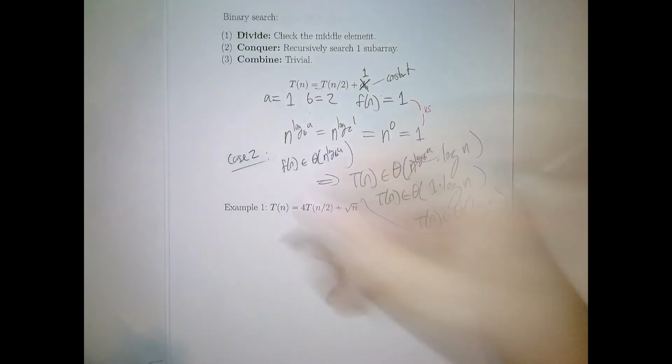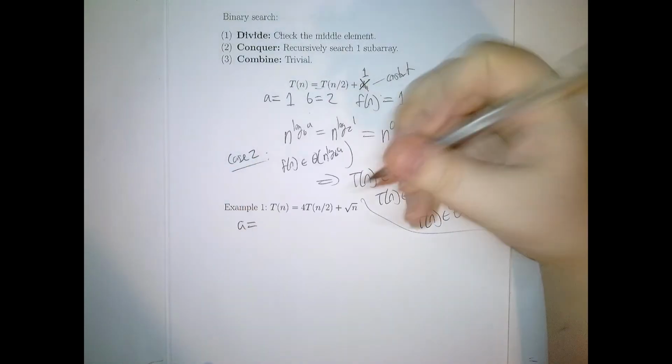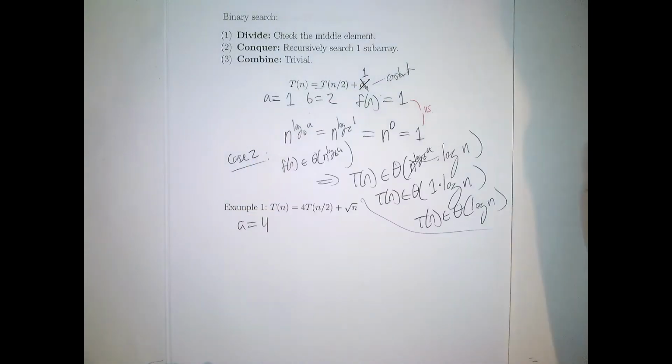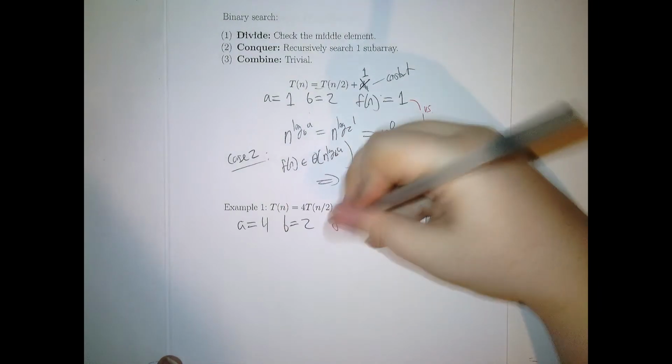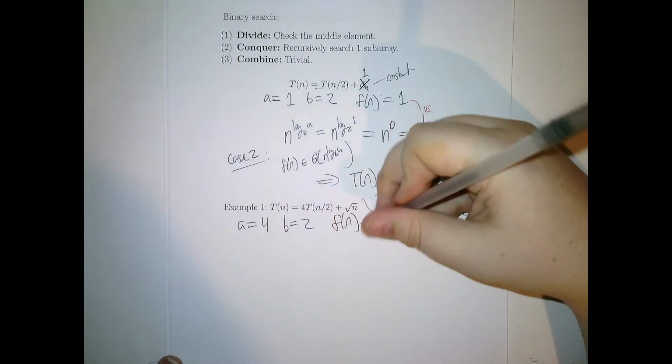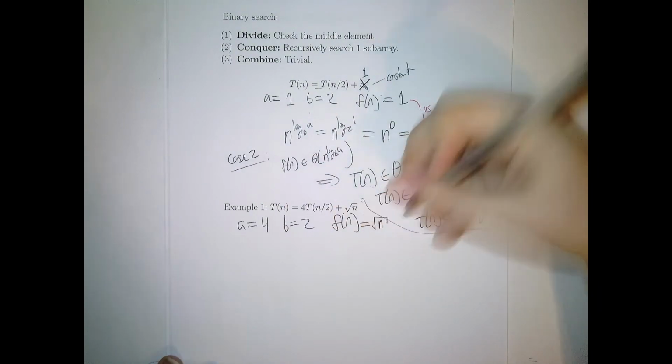So a in this case, let's see, a is 4 for this one, right? b is going to be 2 again. A lot of 2's. And f of n is the square root of n. That's a little weird, but okay. We'll try it.